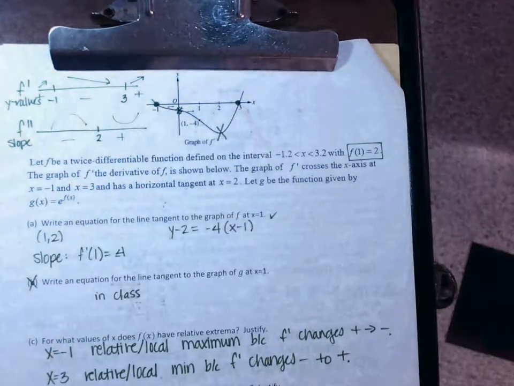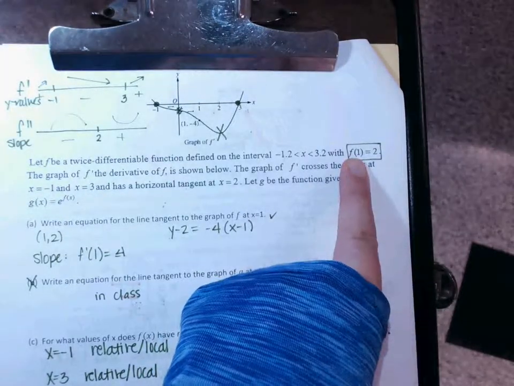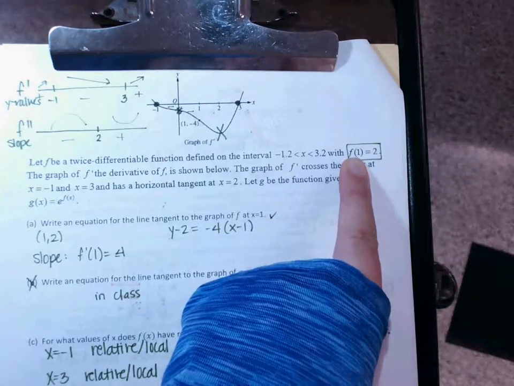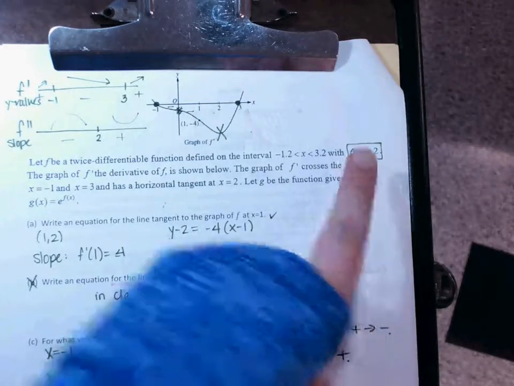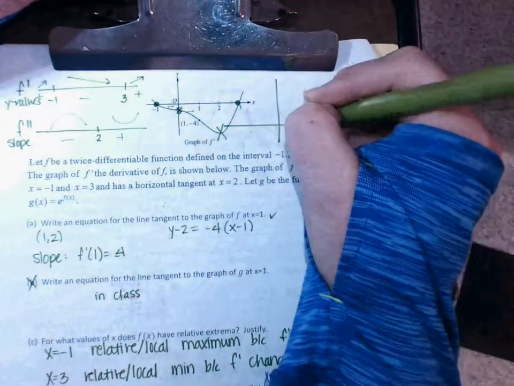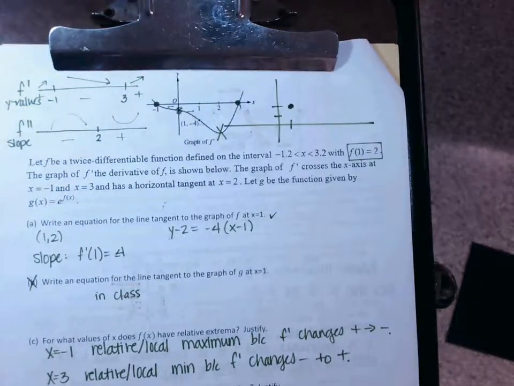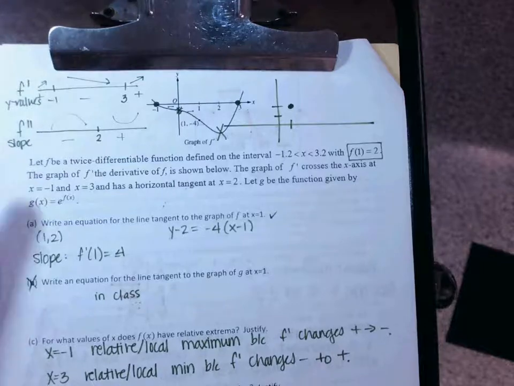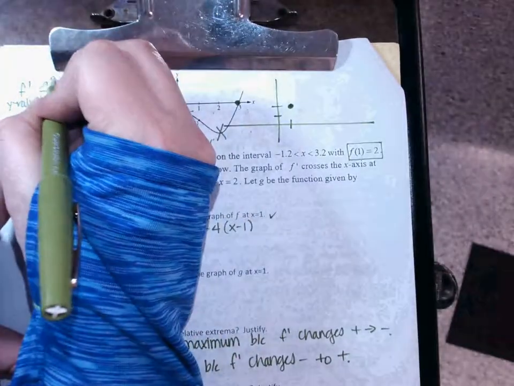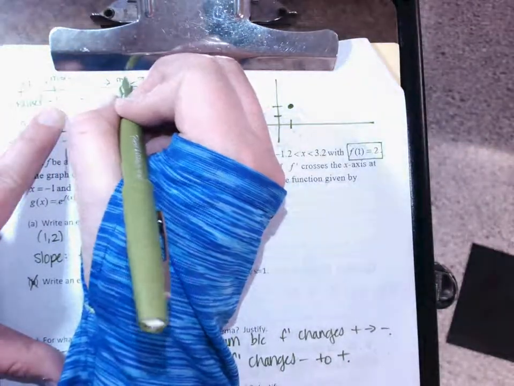Very good. Now, the one other thing you have to be careful about when you do your sketch is that if they give you a point, you have to hit that point. So when they tell me that f of 1 is 2, when I sketch it, I need to make sure at 1 that I'm at 2. Nothing else really matters, but that one point, you have to hit it. Then at -1, I know that I'm going to have a max. And at 3, I need to make sure that I have a min.